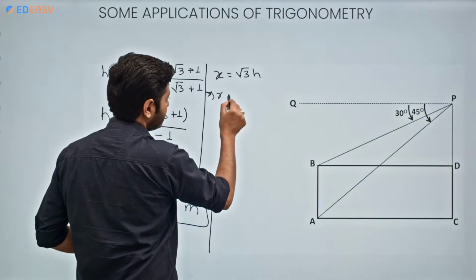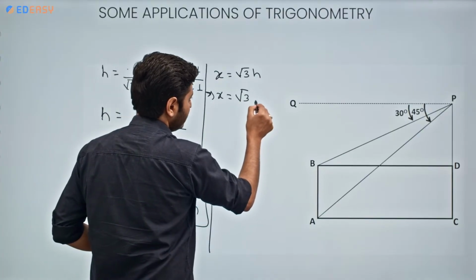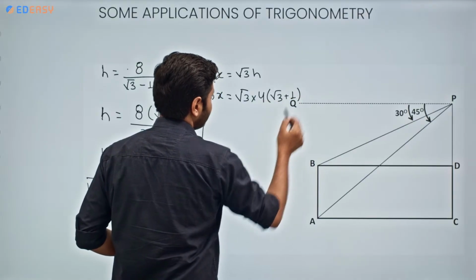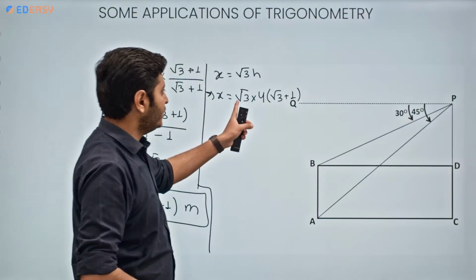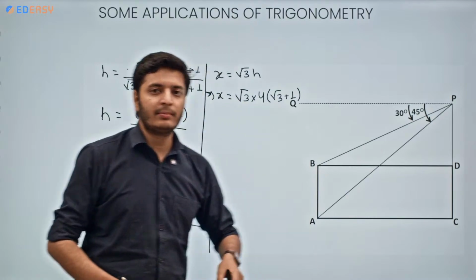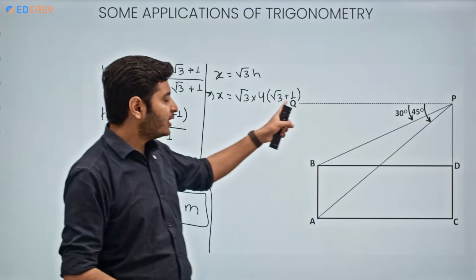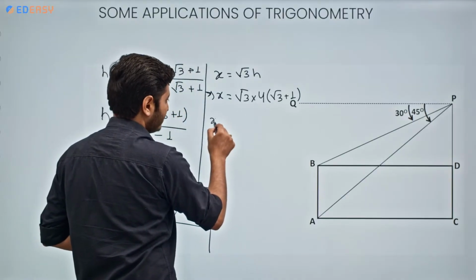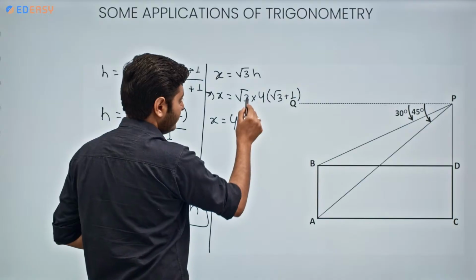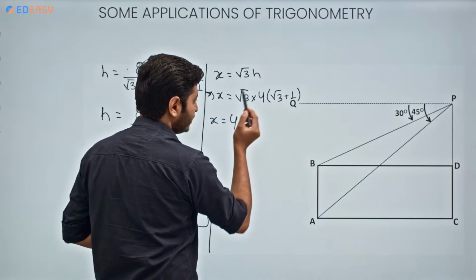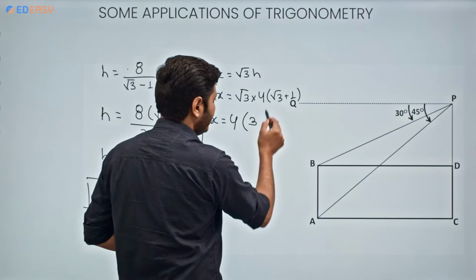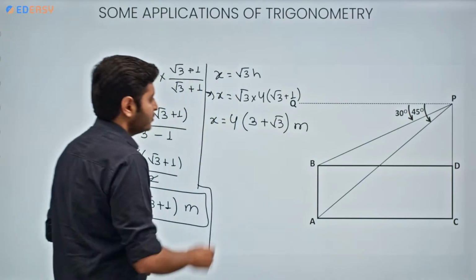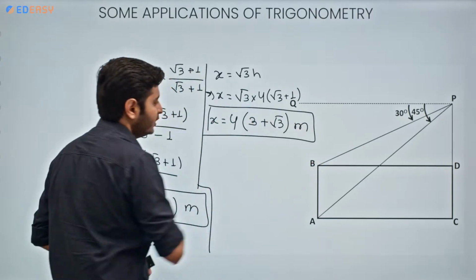So it will be x is equal to root 3 into 4 into root 3 plus 1. So I can directly take this root 3 and multiply with the values inside the bracket. So it will become root 3 into root 3. So the x value will become 4, as it is inside the bracket, root 3 into root 3 square, that is 3, plus 1 into root 3 meters.